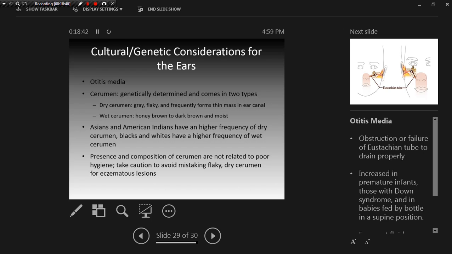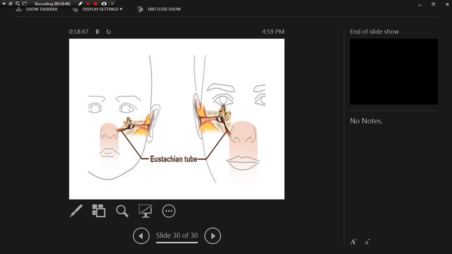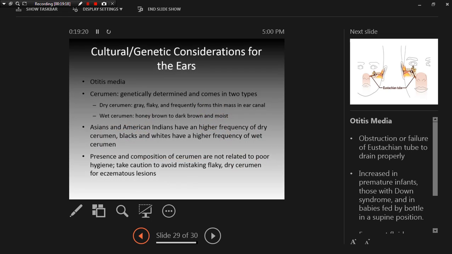Some things to consider with cultural and genetic considerations: like we said, otitis media. Younger children are at increased risk because their eustachian tubes are not as steep and don't drain as well as those of older adults. Children who are bottle fed and laid flat for periods while being fed are also more at risk. I think it's a little bit socioeconomic as well. There are factors that increase the risk for ear infections, otitis media.